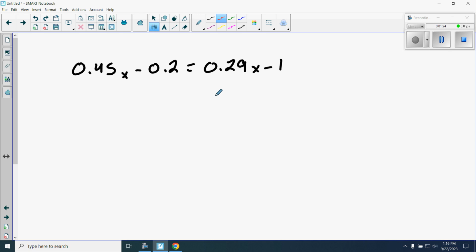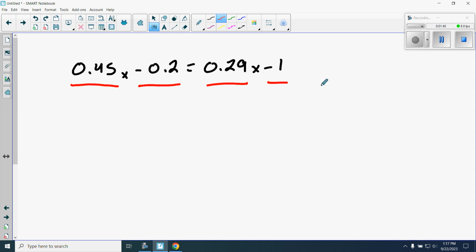If you've listened to my spiel on fractions, they're very similar. What I first have to do is count the number of terms that I have here, and it's important that I understand the terms. 45 hundredths x is a term. Minus 2 tenths is a term. 29 hundredths x is a term, and 1 is a term. So there are actually 4 terms there.